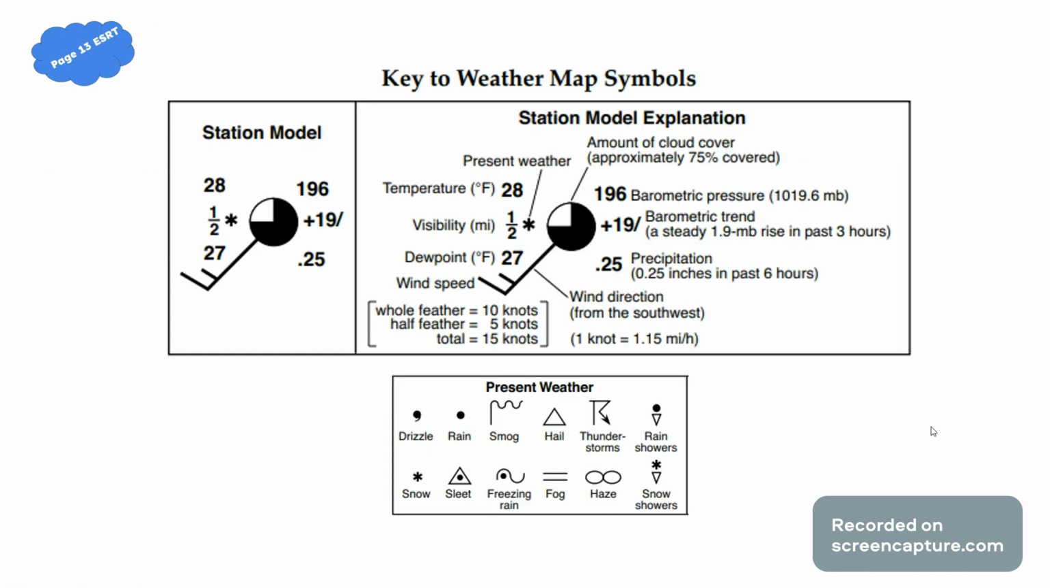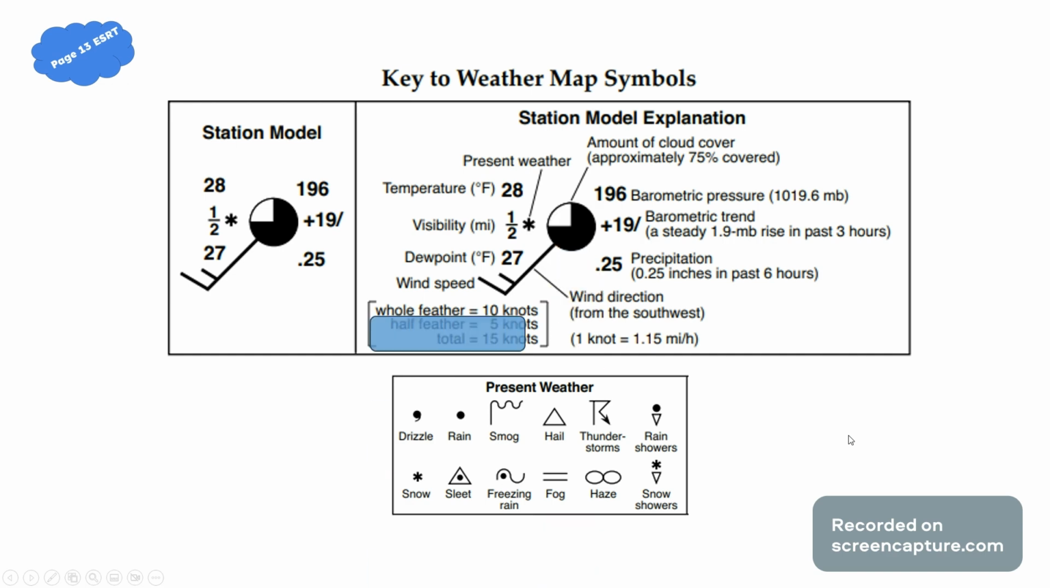Okay, the next page I want to talk about is page 13 of the ESRT, and in particular, our station model map symbols. Where to always begin on the station model, I think, is appropriate to start in the center. At the center of our station model, we have our amount of cloud cover. In this example, 3/4 or 75% of the circle is colored in.